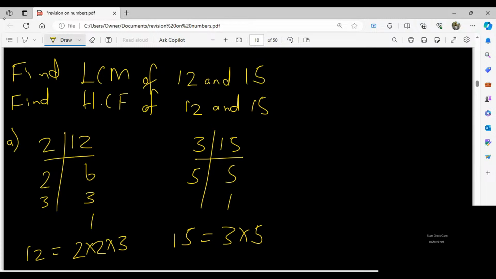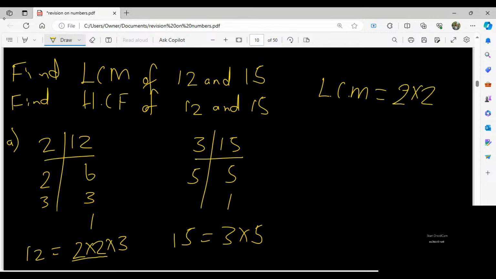Now, using these two expressions, we can come up with the lowest common multiple of these numbers and the highest common factor. So the lowest common multiple of 12 and 15 is found by taking the longest chain of factors. Okay, so here you can see that we have 2s, 3s, and 5s. So the lowest common multiple would be taking the longest chain of 2s. So we have it here. That will be 2 times 2.